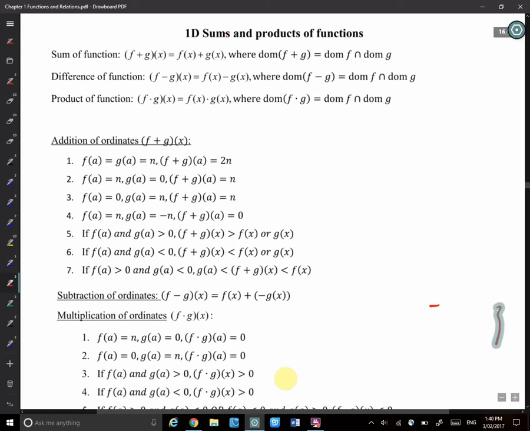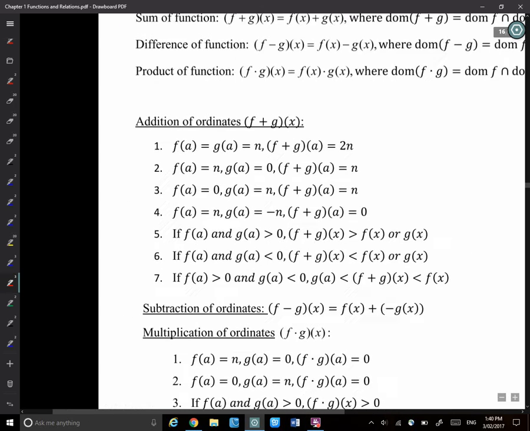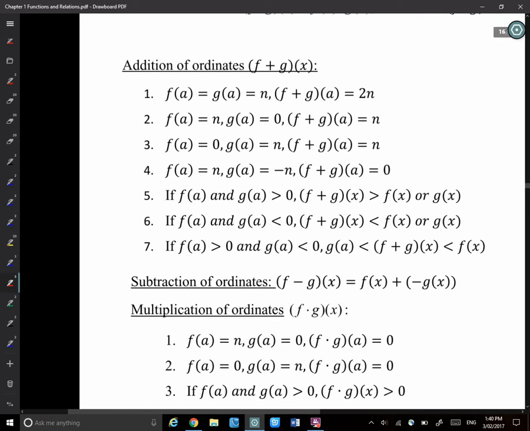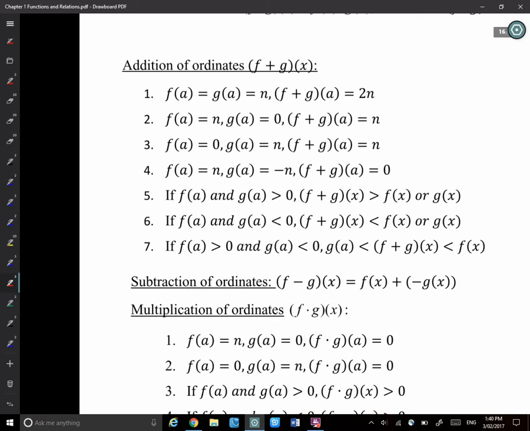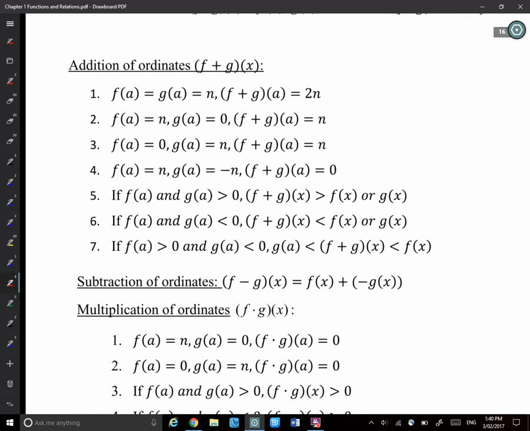Addition of ordinates. Sum of graphs basically means I sum the y values. There are some special points. I cannot find 100 points and try to make the graph. Therefore, I will try to find some key points. There are some points you must label, same as when you sketch a graph, where there will be turning points and intercepts you must label.